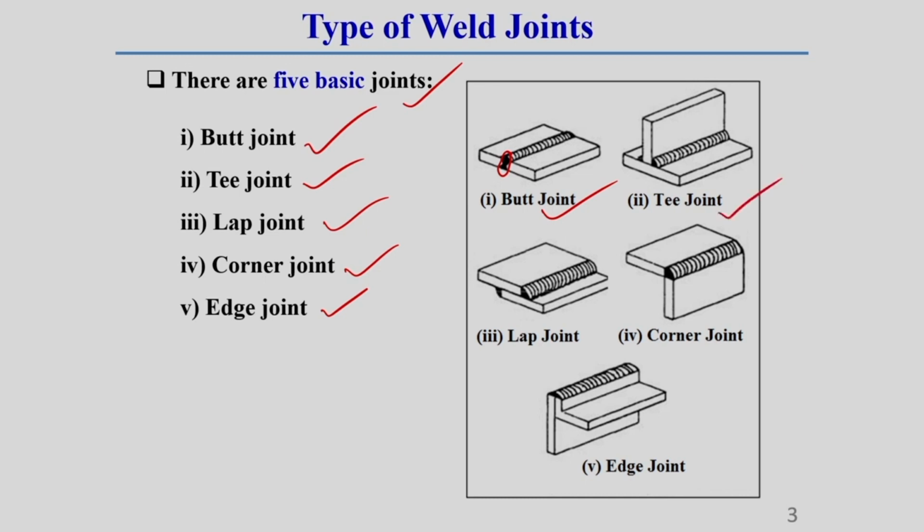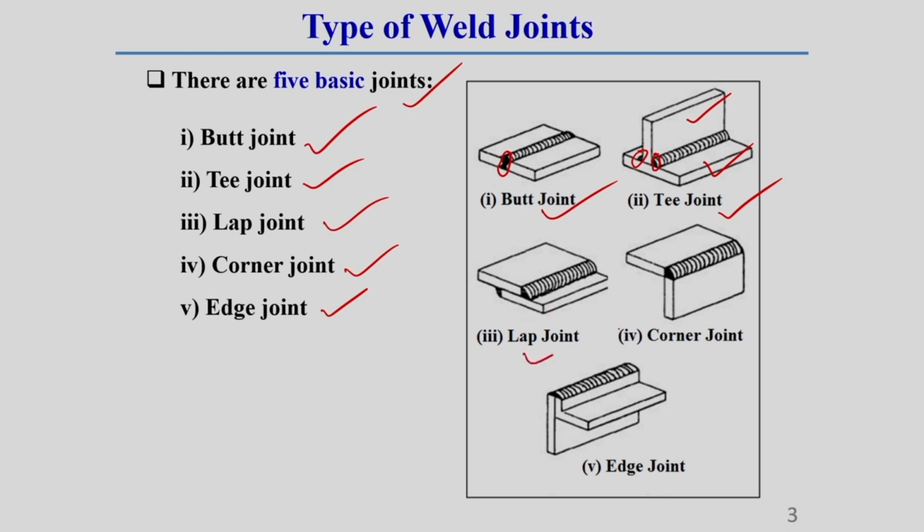Another one is called a T joint, where generally there is a horizontal plate and over it a vertical plate. These two workpieces we join together by using a welding method. Here you can see this is called a T joint. Why is it called a T joint? Because the shape of this structure is T type, that is why it is called a T joint.